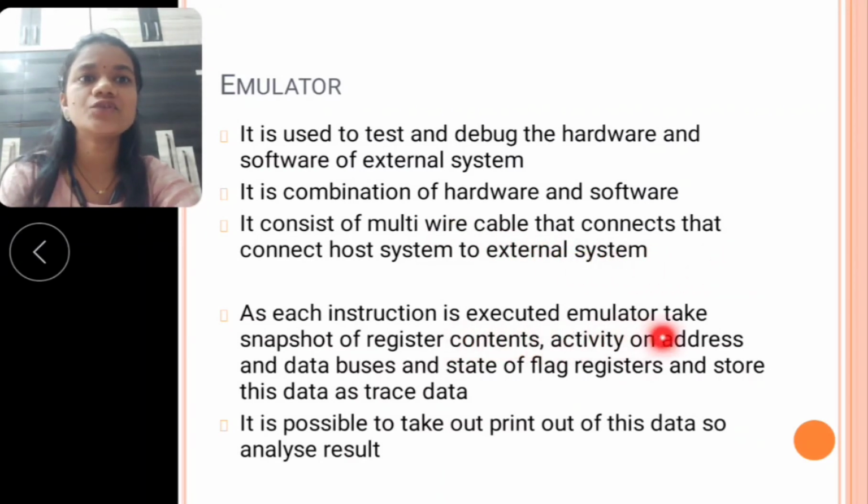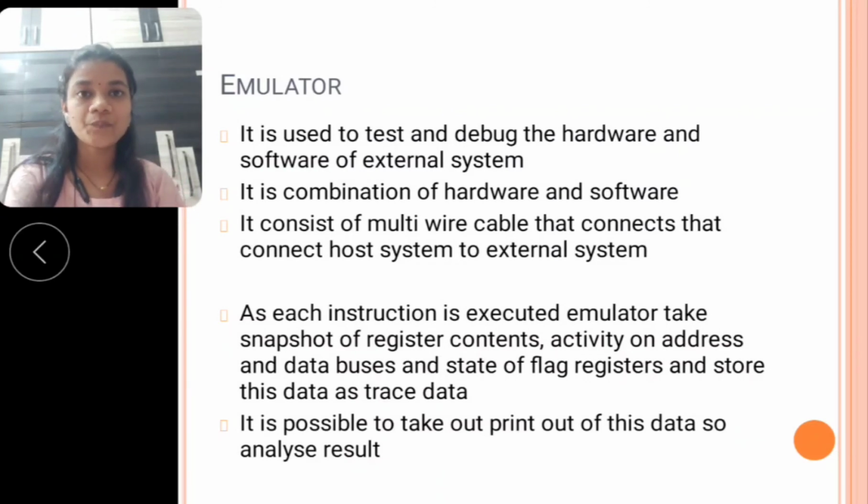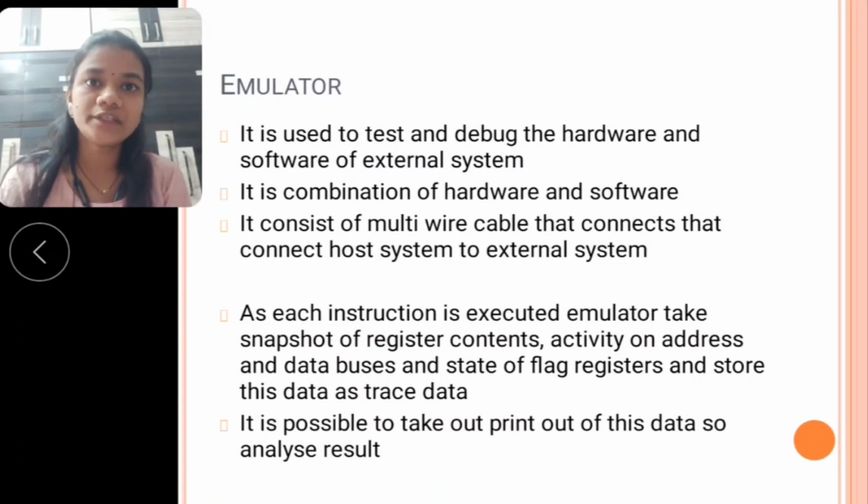As each instruction is executed, the emulator takes a snapshot of register content. Just now we said that if we run a program in a debugger, we can see the register content after each instruction. Similarly, when the emulator executes an instruction, it takes a snapshot of register content, activity on address and data buses, and status of flag registers, and stores this data as trace data. So after every instruction executes, the emulator takes a snapshot of the register content, the data buses, and the flag registers.